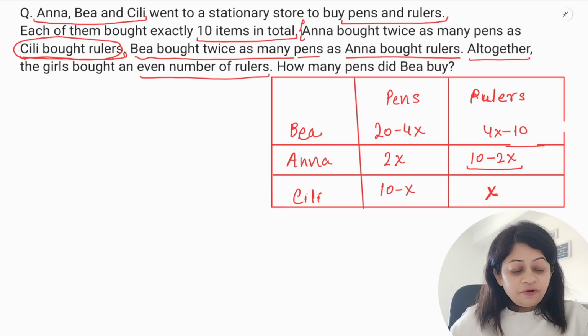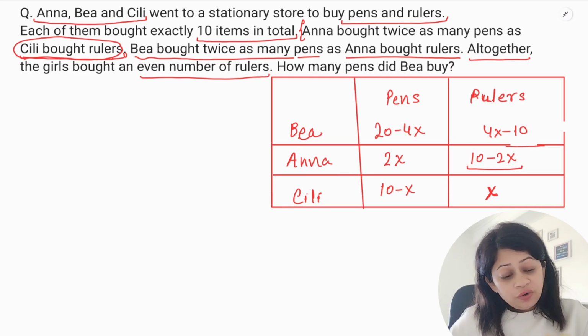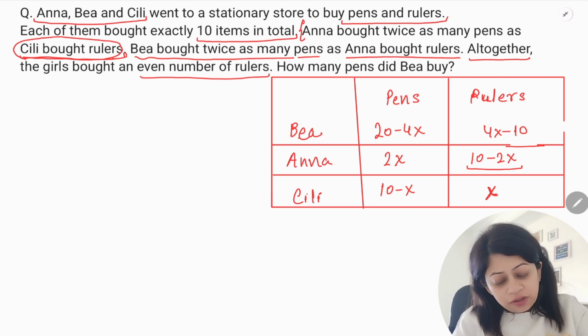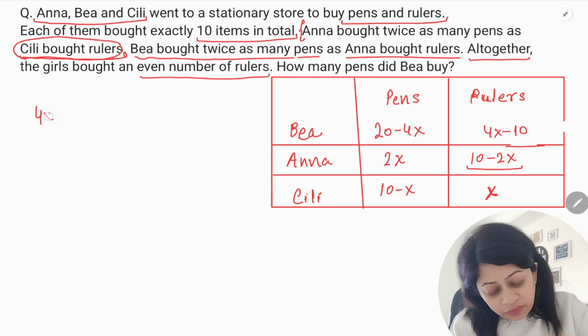And another piece of information that we have is that they say all together the girls bought an even number of rulers, right? So if I add all the rulers, 4x minus 10 plus 10 minus 2x plus x.